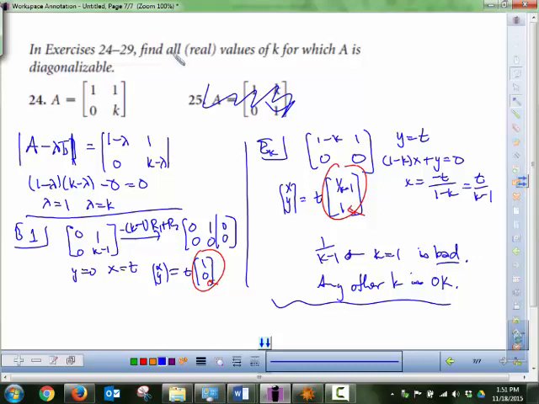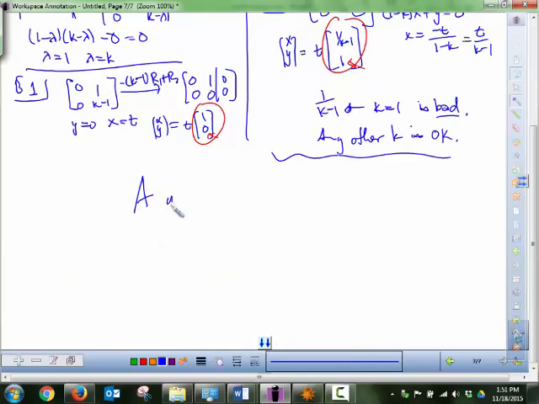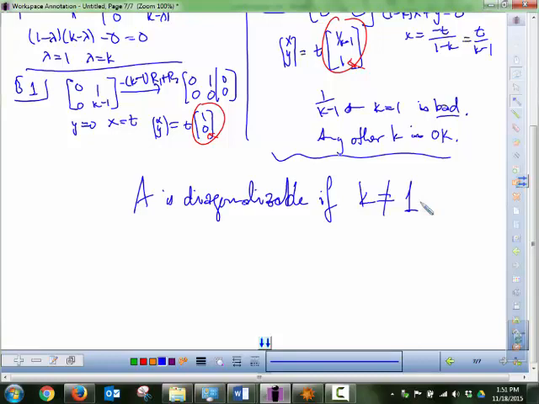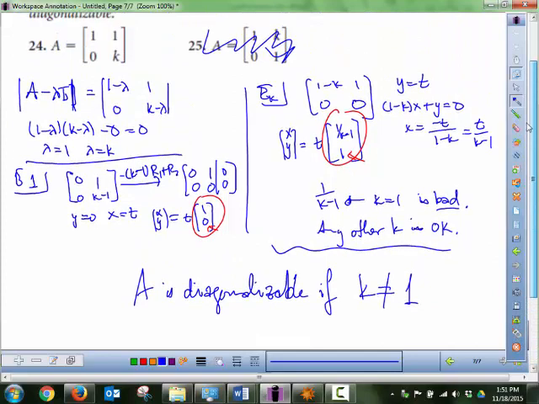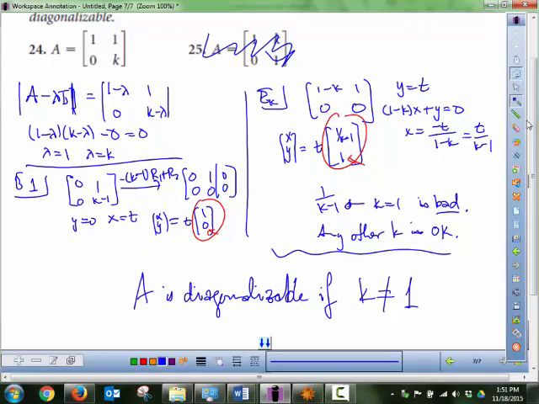So for all real values of K where K is not equal to 1, we can conclude that A is diagonalizable. If you put K equal to 15, it'll work. If you put K equal to 0.5, it'll work. So K can be anything as long as it's not equal to 1. Is that okay?